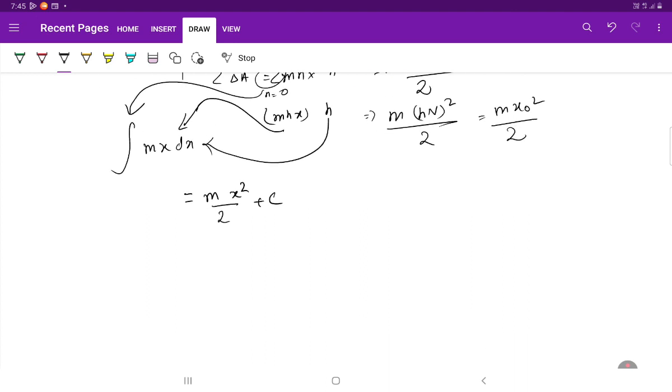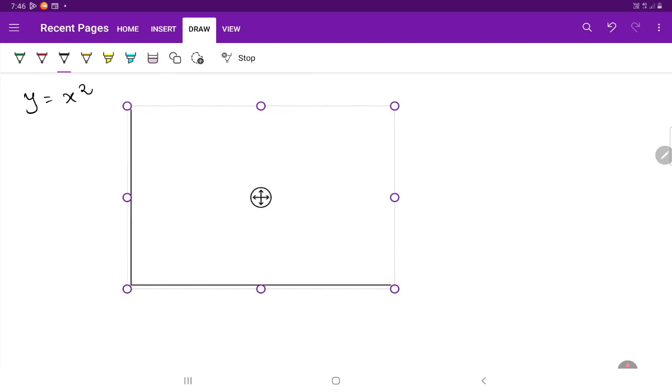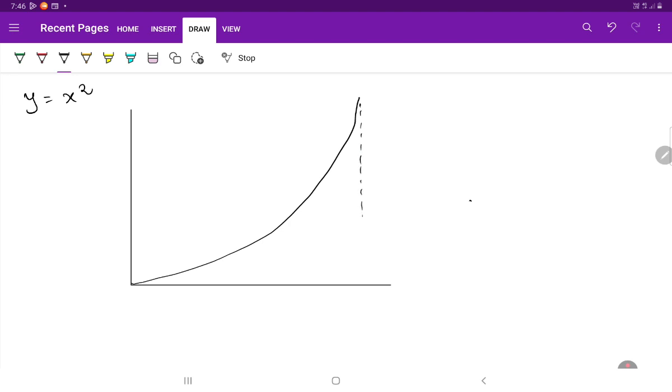Now coming to the next portion. Next, I'll be taking another example. You might have thought this is a very simple one, and we can just find it manually using geometry. Let me take another example: y is equal to x square. Consider this graph, this is the parabola I need. I need to find the area of this parabola bounded by the x-axis and itself between x equals 0 and x equals x naught.